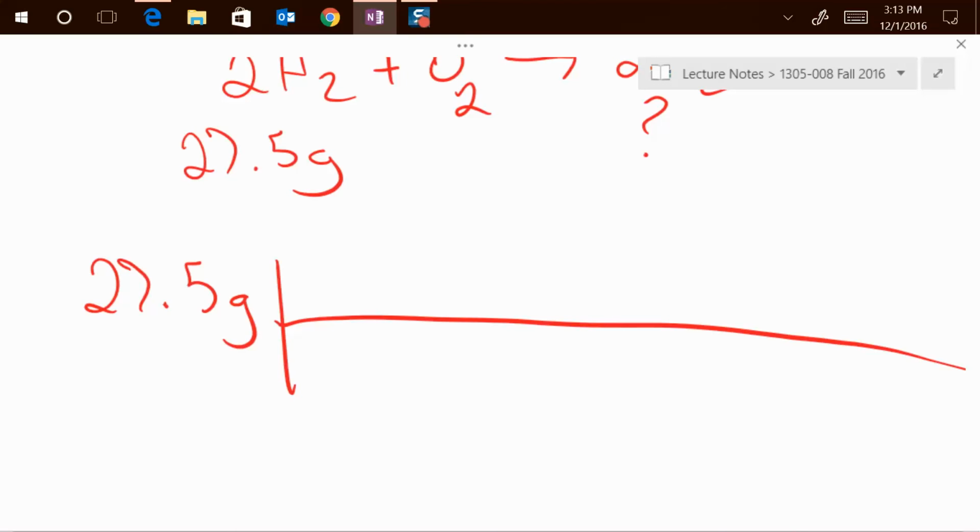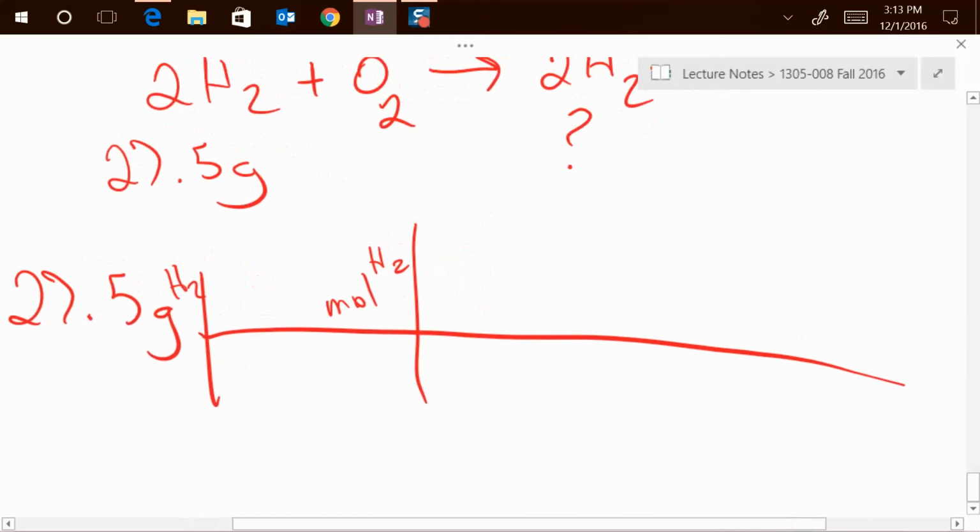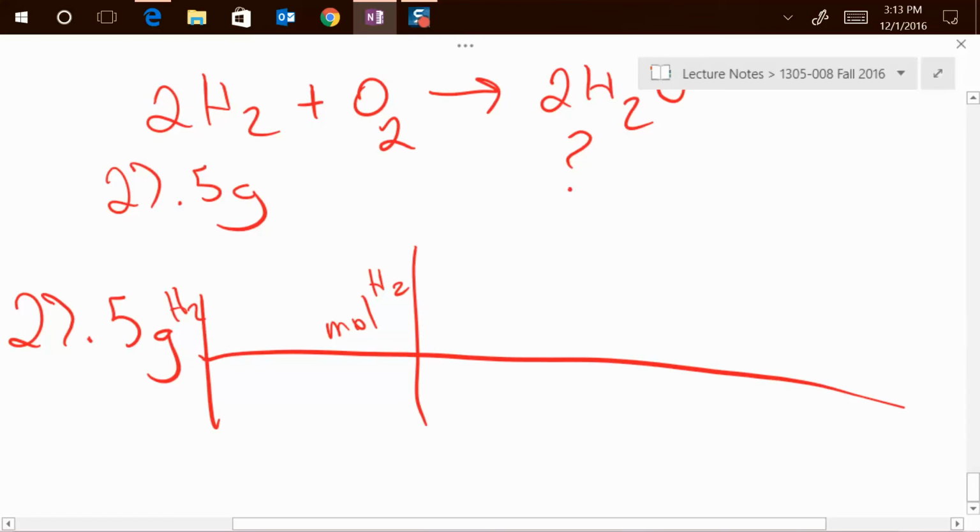The only way I can perform stoichiometry is if it's in moles. I can't perform stoichiometry in grams. So I'm going to change this from grams of hydrogen to the moles of hydrogen first. Okay? Now, I can change it to the moles of H2O. But to answer the question, I need to finally change it to the grams of H2O because they don't want the moles of H2O, they want the grams of H2O. Drop your units.